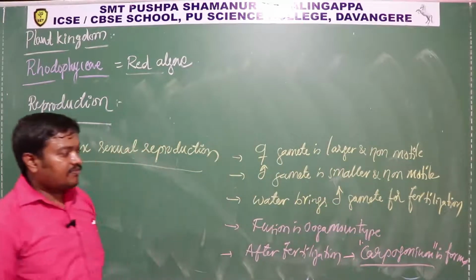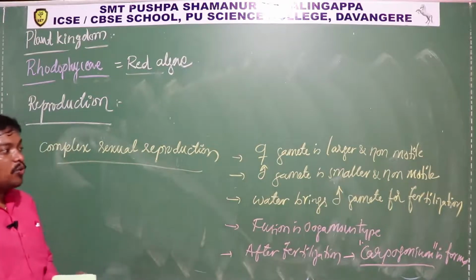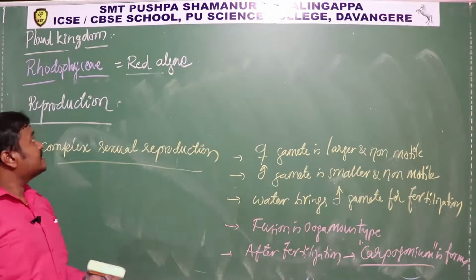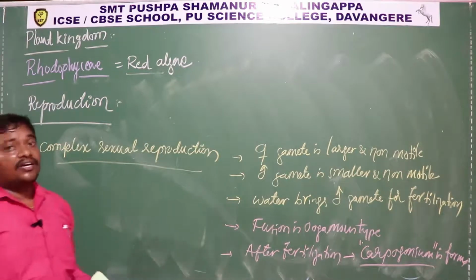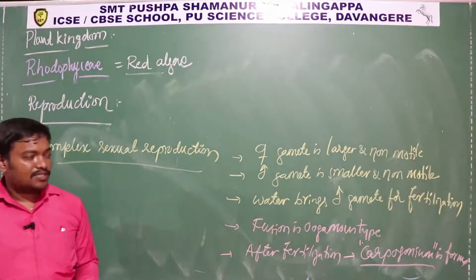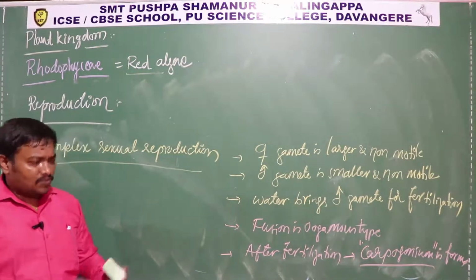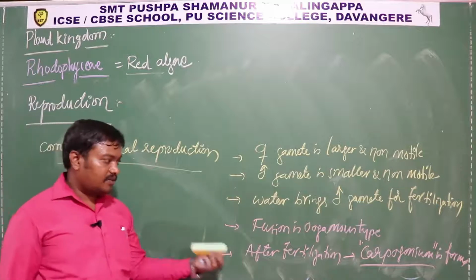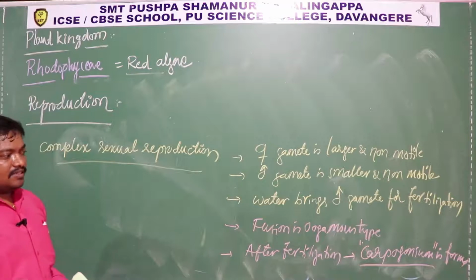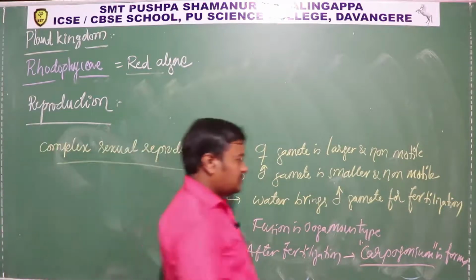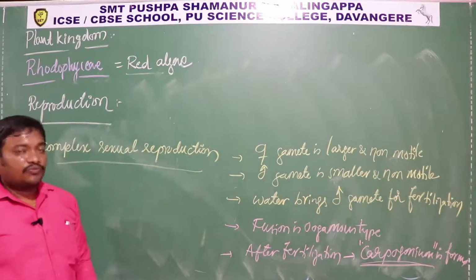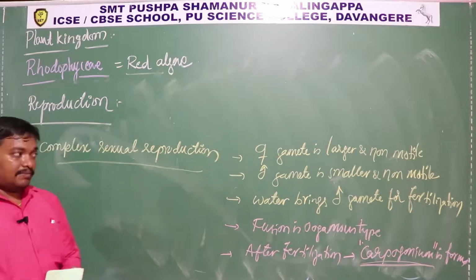Okay, so the formation of carpogonium. Carpogonium is a highly complex structure found in the reproduction of a rhodophyceae member. Later that carpogonium produces carpospores, then it continues the life cycle. It is very complex and out of the scope for PU. So you can just remember that carpogonium is the product of fusion of male and female gametes.